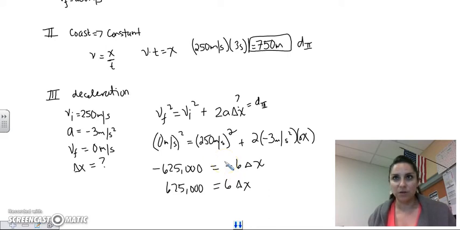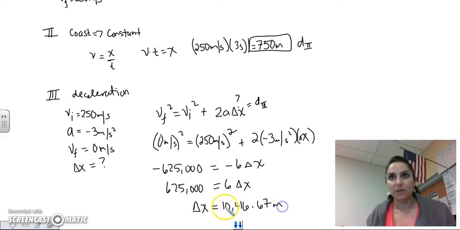So basically, to get this by itself, I need to divide by 6 on both sides. I get delta x equals 10,416.67 meters. There we go. So that is D3.